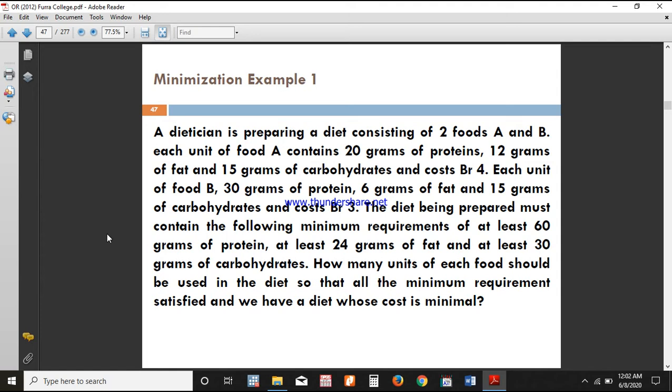The diet being prepared must contain the following minimum requirements: at least 60 grams of protein, at least 24 grams of fat, and at least 30 grams of carbohydrate. And how many units are needed? Therefore, the objective is related to the minimization case.